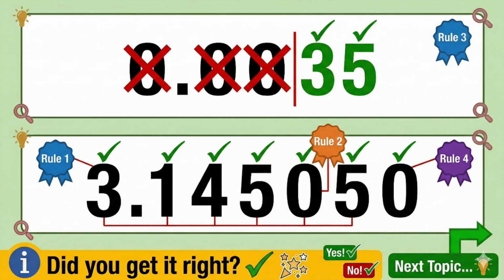Answer for question 1. 0.0035 has 2 significant figures. The leading zeros are just placeholders from Rule 3. We only count the 3 and the 5.